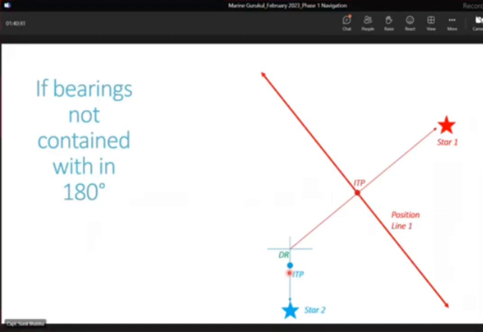The position line will be passing from the ITP and will be perpendicular to the azimuth of the star. So let's mark the PL. You can see the number 2 PL, the blue PL, coming up. It is passing from the ITP and it is perpendicular to the azimuth of the star. This is position line number 2.